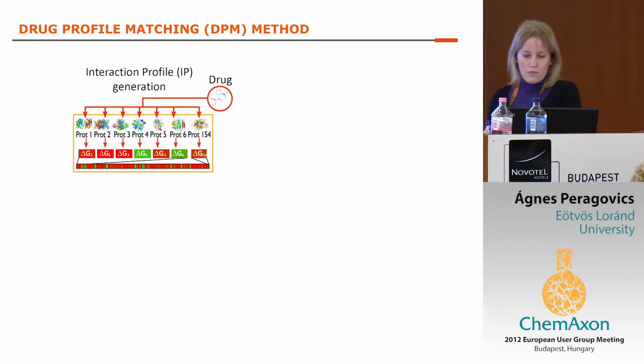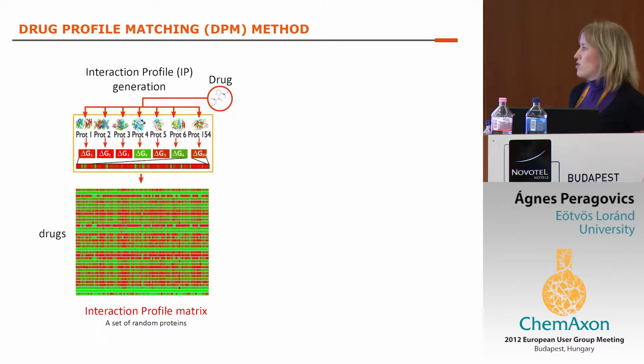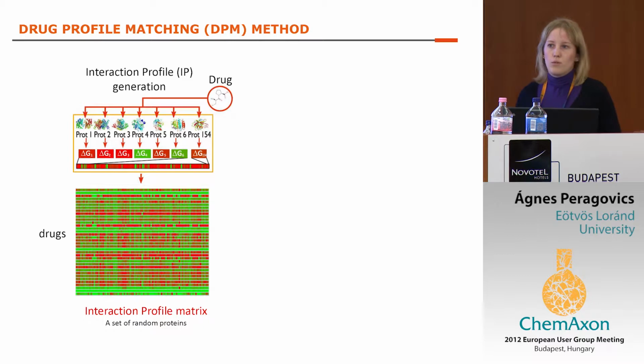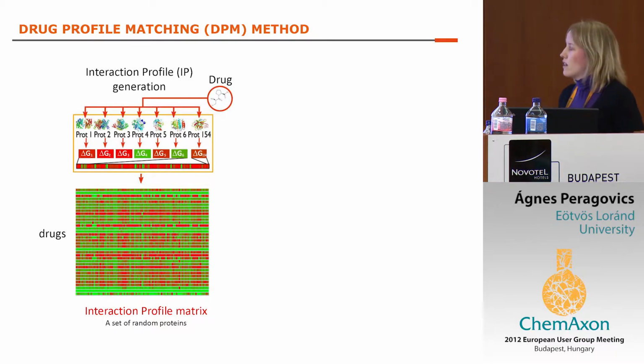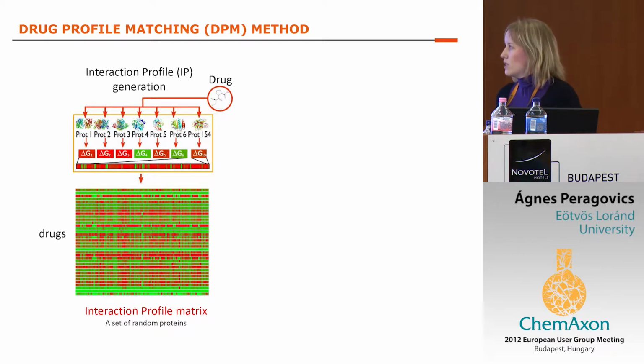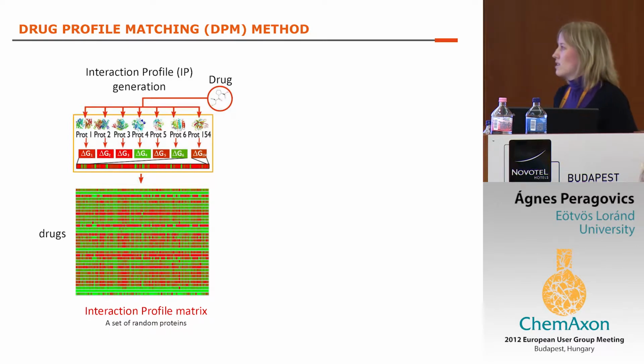We perform this interaction profile generation for all of the FDA-approved drug molecules, so more than 1,200 drugs. And this is how we got this matrix that we call the interaction profile matrix. Every row in this matrix represents the interaction profile of a given drug molecule.